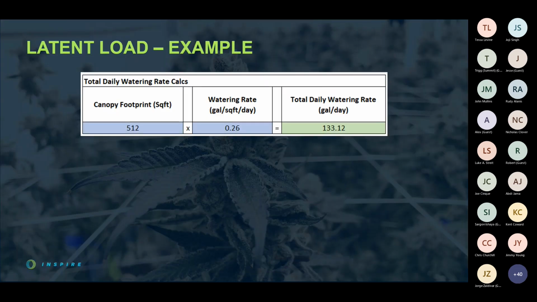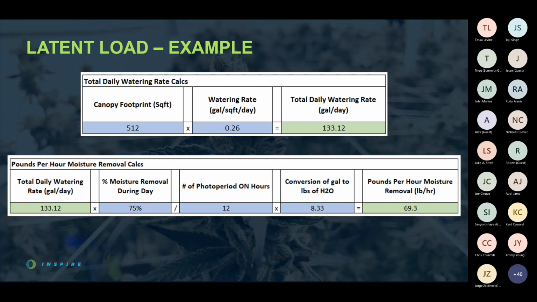So for this example, we have our same relatively small flower room with 512 square feet of canopy. We have a 0.26 gallons per square foot watering rate, giving us 133 gallons per day. Next, we plug that into the equation from before, and we get a latent load of 69.3 pounds per hour moisture removal requirement. So we have that 75% moisture removal during the day we talked about, the 12-hour photo period, and then we use the 8.33 to convert gallons to pounds.